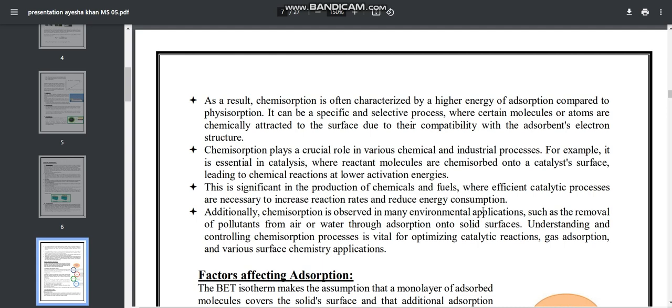Chemisorption plays a very important role in various chemical and industrial processes. For example, it is helpful in catalysis where the reactant molecules are chemisorbed on catalyst surface. Additionally, chemisorption is also observed in environmental applications such as removal of pollutants from air or water. It is vital for optimizing the catalytic reaction, gas adsorption, and various surface chemistry applications.